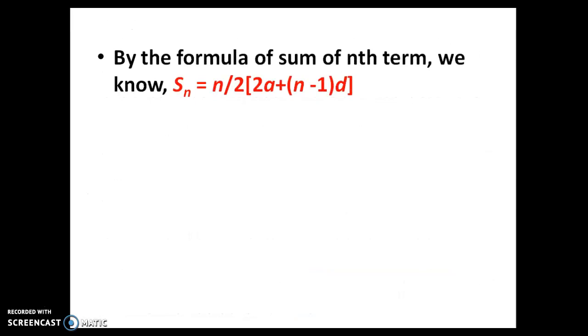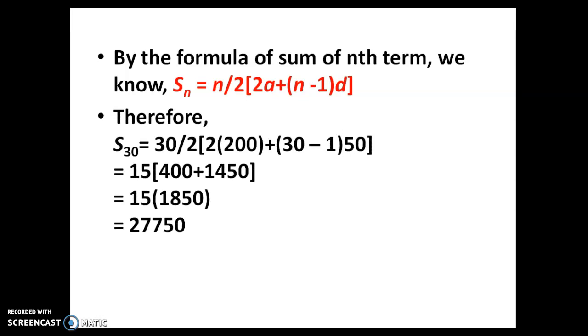So the formula is Sn is equal to n by 2 into 2a plus n minus 1 into d. So substitute the values. So n is 30, that's why we are writing 30 by 2, and a is 200. So 2 into 200 we have to write, n minus 1 is 30 minus 1 into d. The d value is 50.